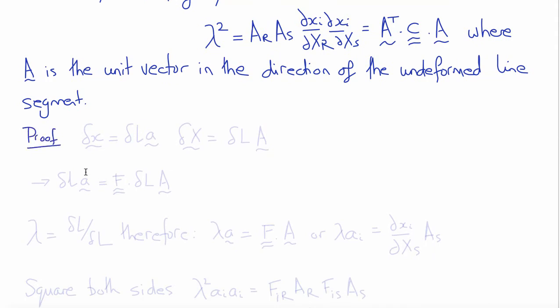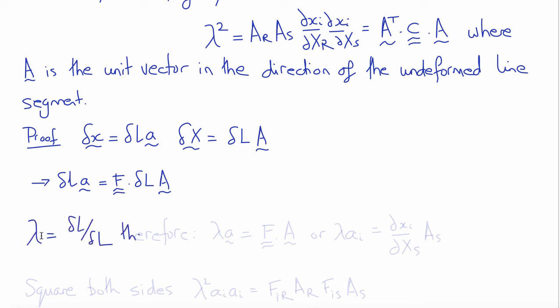Okay, so to prove this, let's first define delta x in the deformed state, which would therefore be delta l, the magnitude of that element, times a, which is the unit vector, and then delta X to be delta L times capital A. Little a and capital A could be different because the segment could have rotated. So that would then say that delta l times a must equal F times delta L times A, because that's the definition of the deformation gradient tensor. Now, using the fact that the stretch ratio lambda is delta l over delta L, then we can rewrite this expression as lambda a equals F A, or in index notation, lambda a_i equals ∂x_i/∂X_S times A_S.